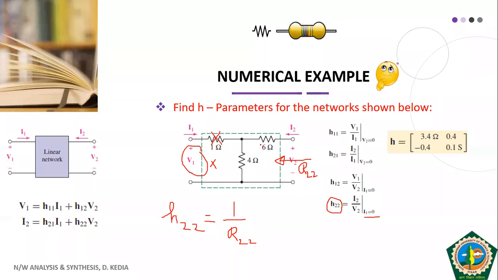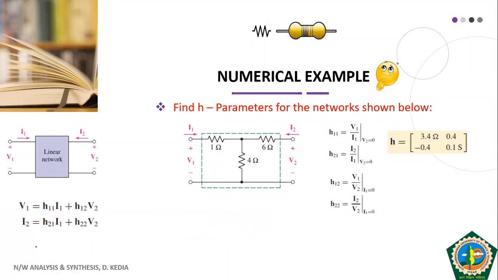So we need to find R22, which is nothing but V2 upon I2. And if you apply KVL here, the equivalent resistance is the series of 6 and 4, that is your 10 ohm. It gives us 1 by 10. And the inverse of resistance is admittance, and the unit of admittance is Siemens. So this gives us the answer 0.1 S. This is what you have here in the answer. So we have obtained two parameters, H11 and H22.